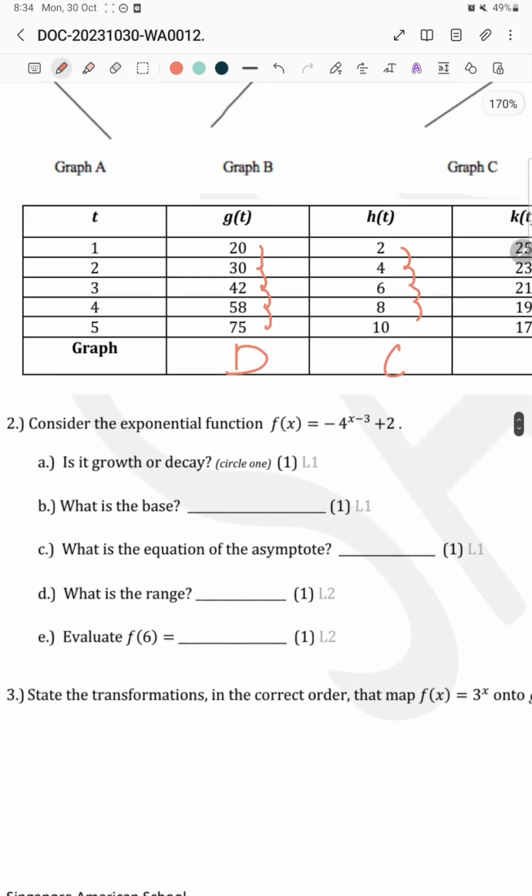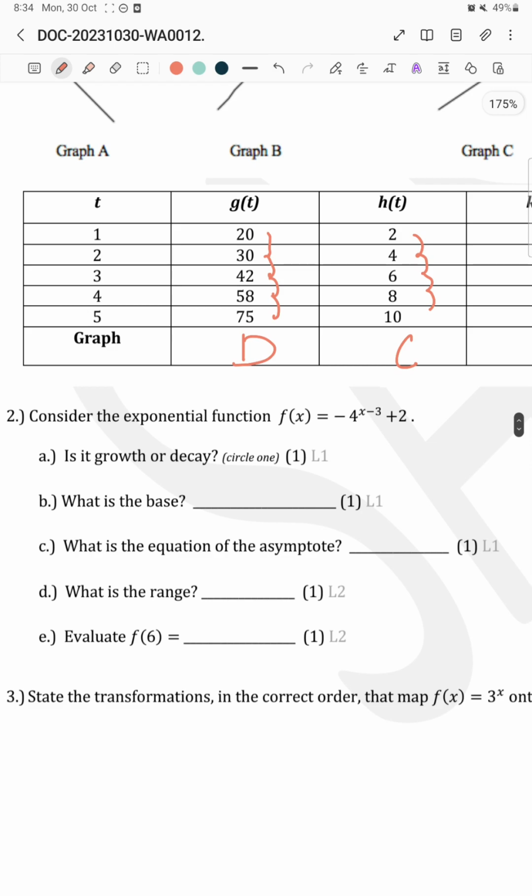B. Consider the exponential function. Is this growth or decay? Minus 4 times x minus 3 plus 1. So is it representing growth or decay? So it's representing growth.